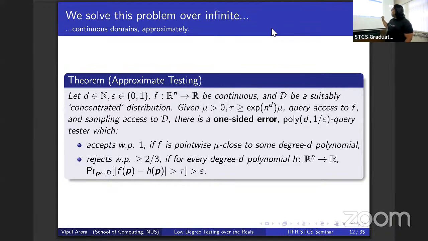And this idea of pointwise mu close is motivated from the setup because we are assuming that the oracle gives finite precision answers. So if the real function is something like this, your answers will be in a band.